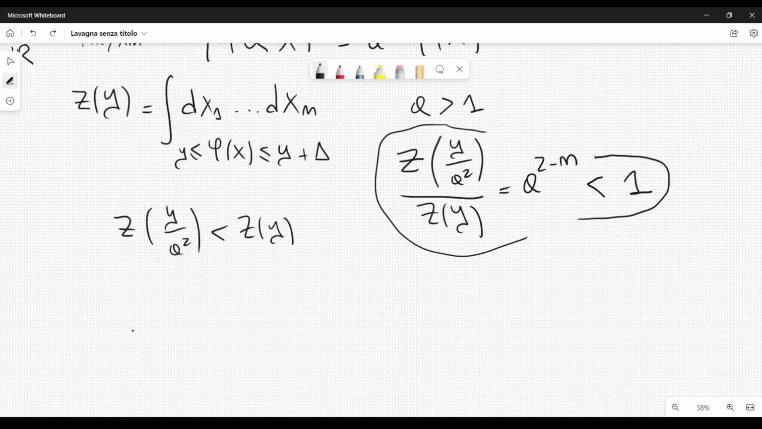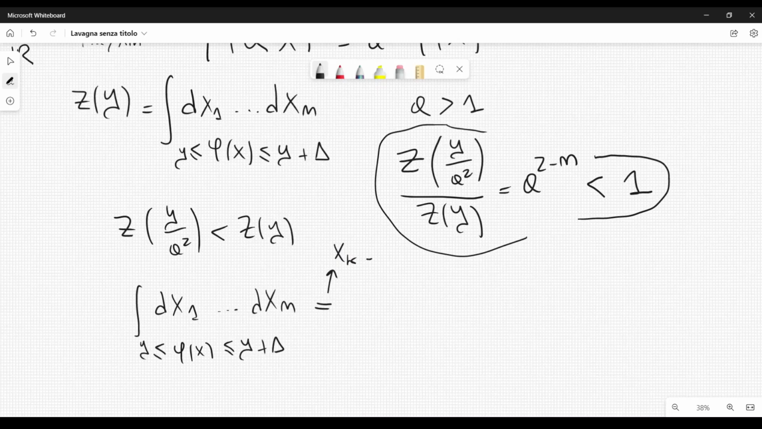Let's try to prove this. So integral over dx1 dot dot dot dxn, y less than or equal to phi of x less than or equal to y plus delta. If we change variables, so we go to xk equal to a x prime k, where k can be equal to 1, 2, all the way up to n. This will give us a to the power n integral over dx prime 1 dot dot dot dx prime n.